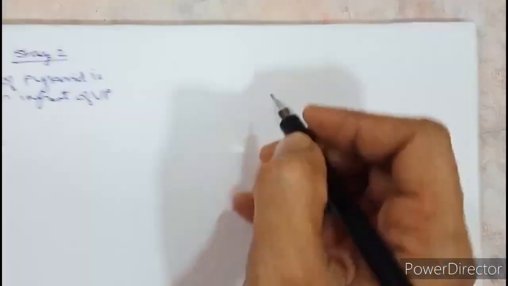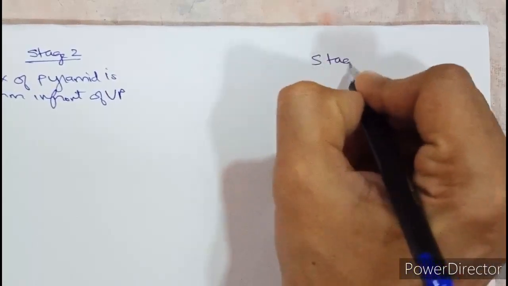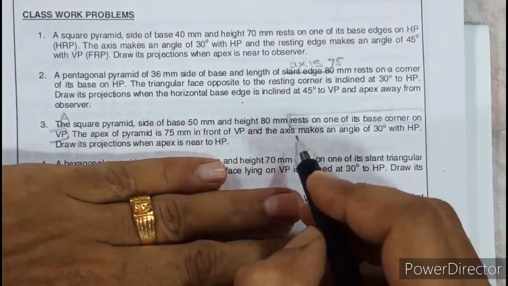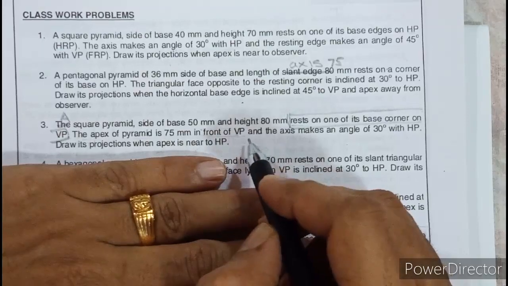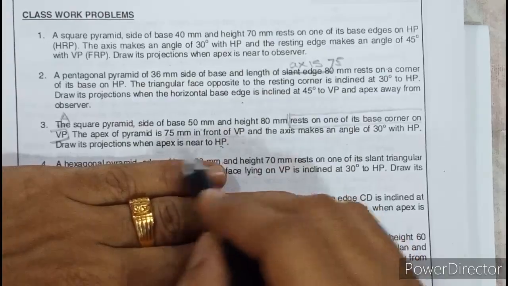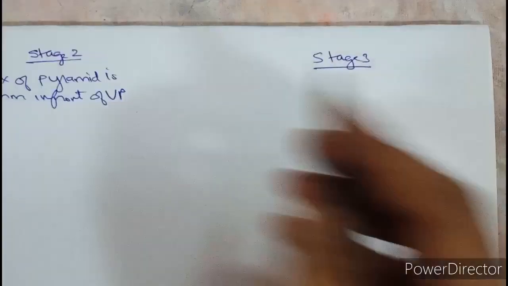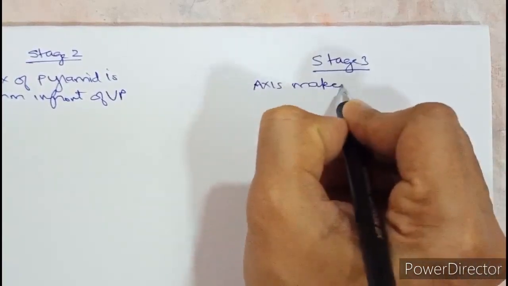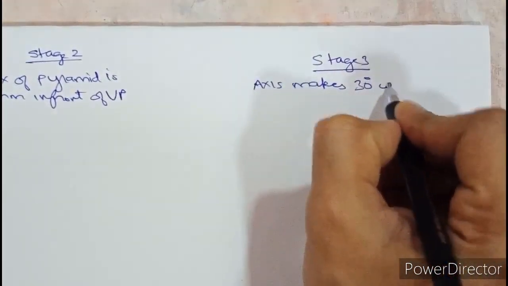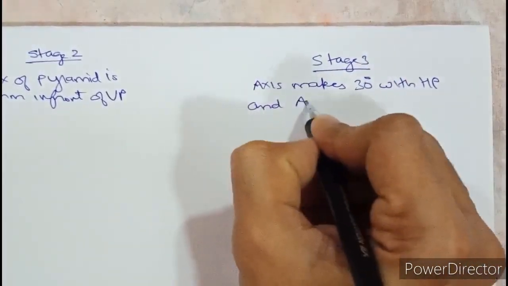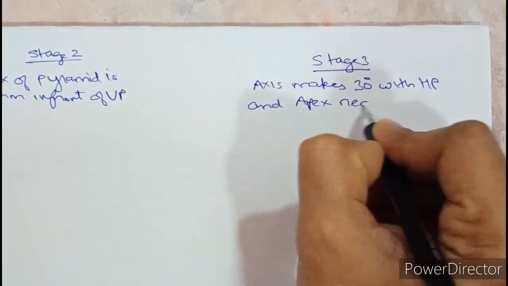And finally stage number 3. It is not compulsory to write down the stages in the examination. You can directly start with your answers. So finally what they have said is after VP and VP, the third condition should be with HP. They are saying the axis makes an angle of 30 degrees with HP and apex near to HP.